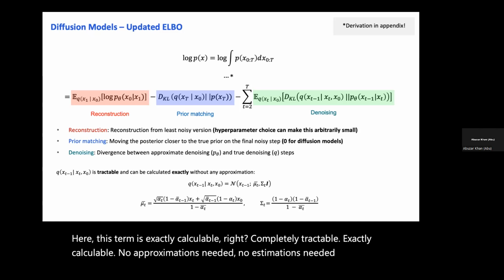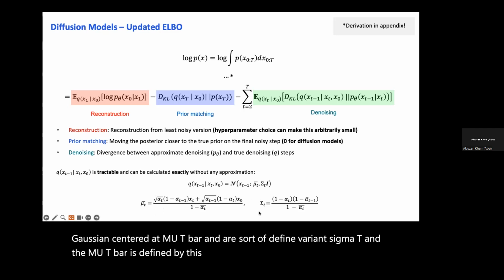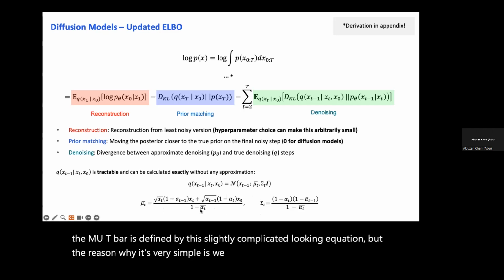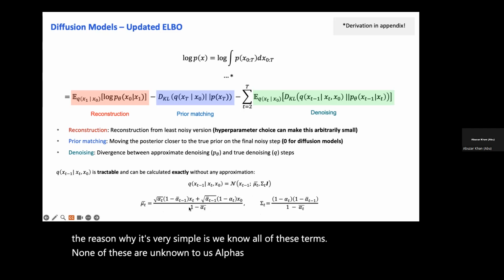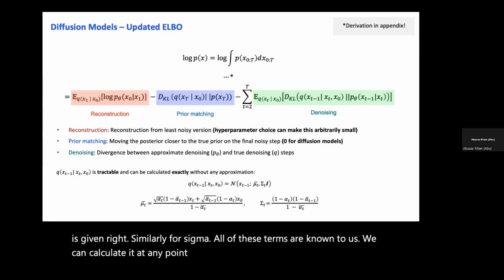It is a Gaussian centered at mu t bar, with a defined variance sigma t. And the mu t bar is defined by this slightly complicated looking equation. But the reason why it's very simple is we know all of these terms. None of these are unknown to us. Alphas are what we set, so most of this is given, right? Similarly for sigma, all of these terms are known to us. We can calculate it at any point with no problem whatsoever.